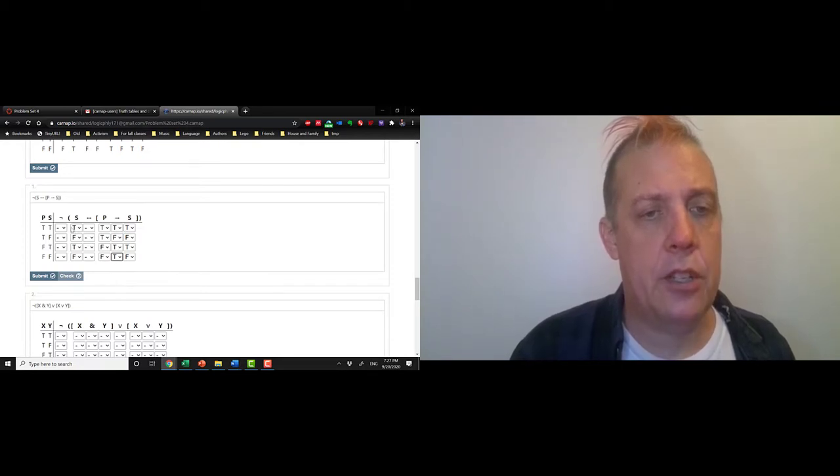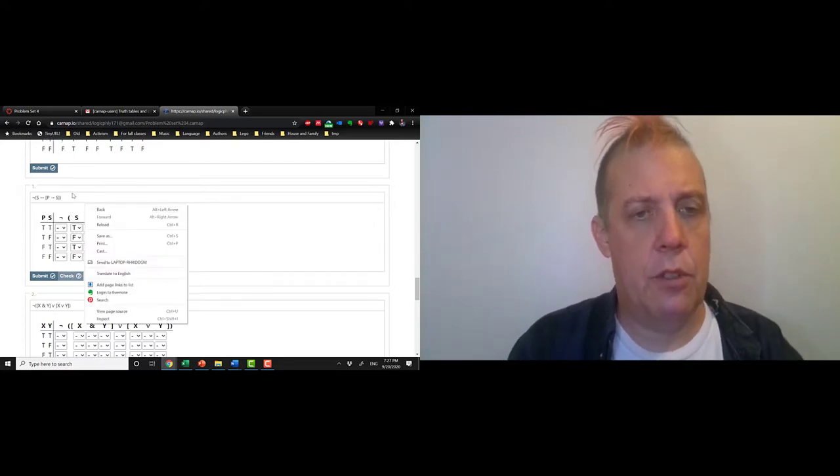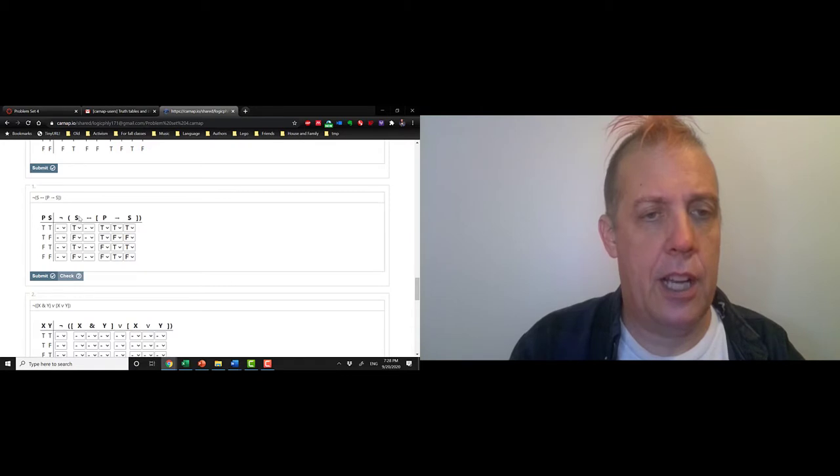And again, the biconditional works when the two sides match. So here you're matching the column under the S and the column under the conditional. They match here, so it's true. They match here, so it's true. They match here, so it's true, but they don't match at the bottom, so it's false. And again, the negation just flips that.